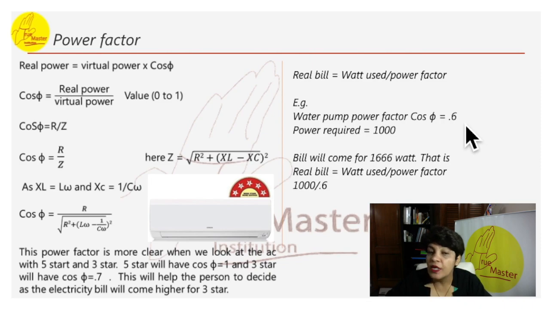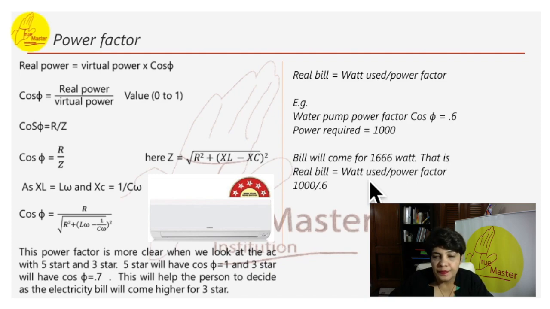The bill will not come for 1000 watt. How much will the bill come? The bill will come as the real bill, which will be equal to the watts used for that pump, which is 1000, divided by 0.6. What is 0.6? 0.6 is the power factor. So if it is 0.6, the value that you are going to pay is going to be 1666 watt. You're going to be paying for this many watts instead of 1000 watt.